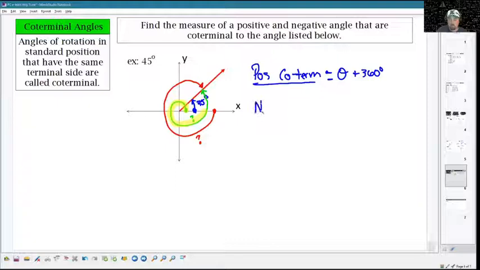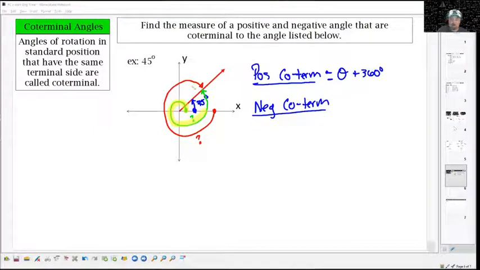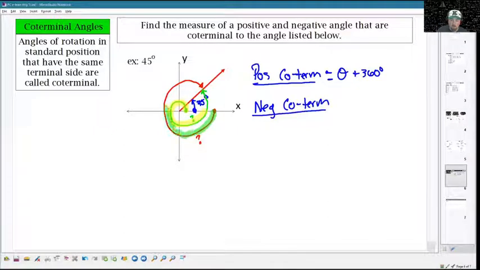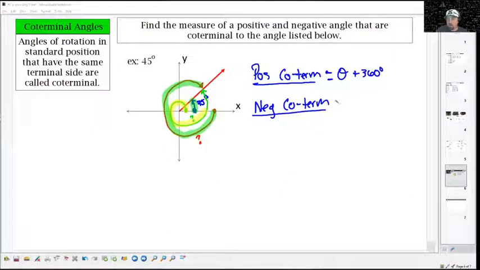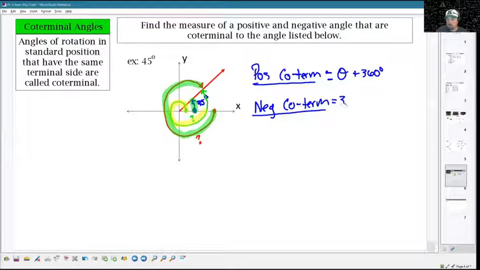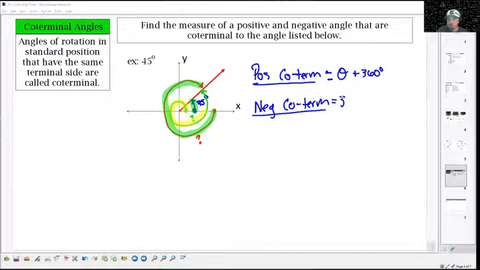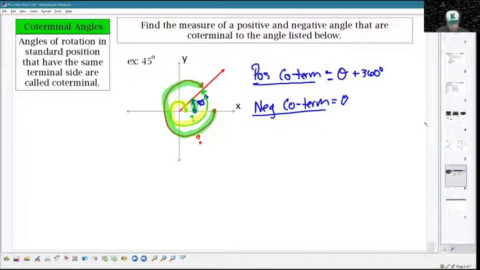To find the negative coterminal angle, what we should see here, if we highlight this, is that the red arc that I drew and the original one add up to 360. So the way that I find that is, I take theta and I subtract 360 from it. Apologize, I'm having some writing issues here. So I'm going to take this theta and subtract 360 degrees from it.